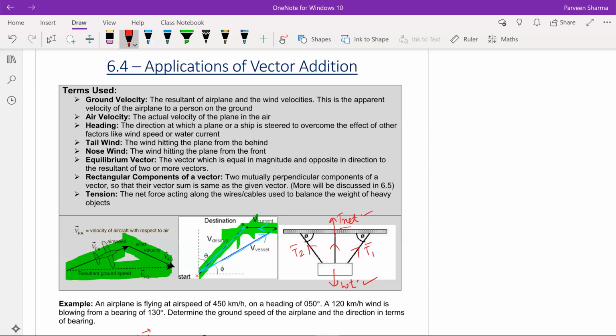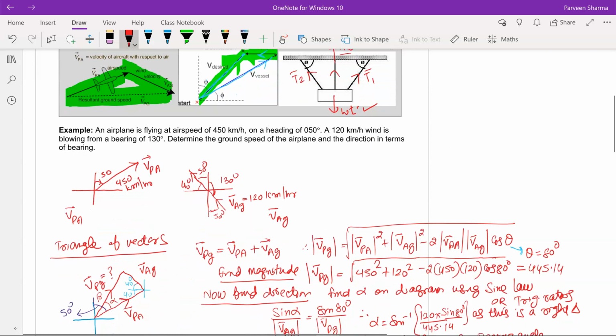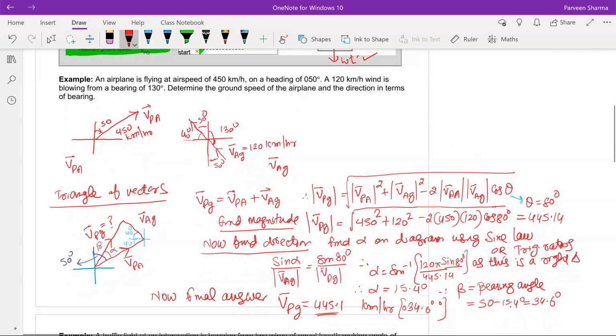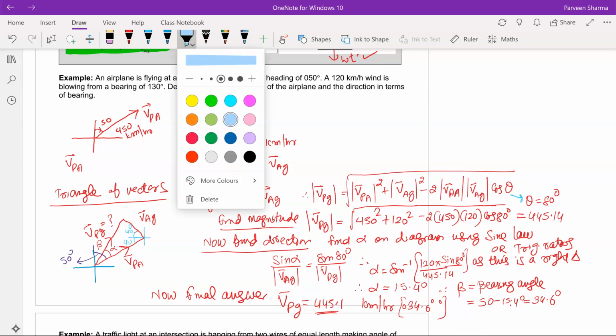So let's try doing some questions. I already have the solution, but I'm going to just go over how these solutions are made. So let's read the question.